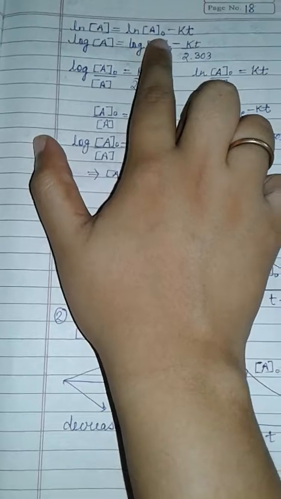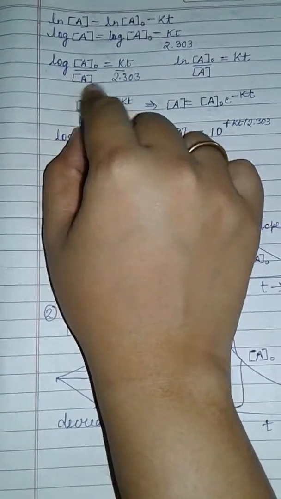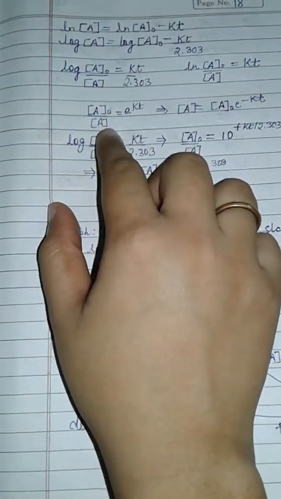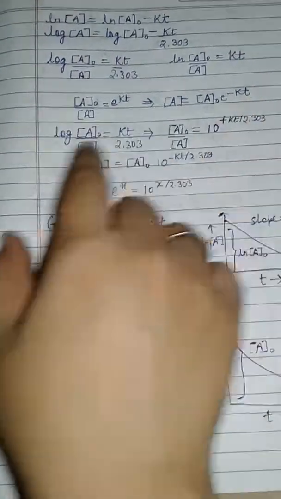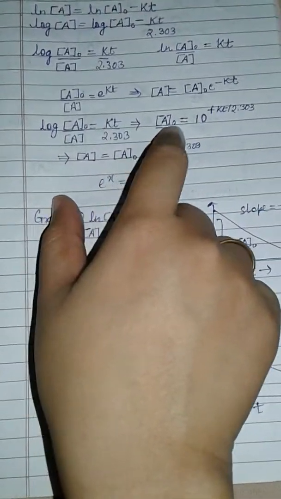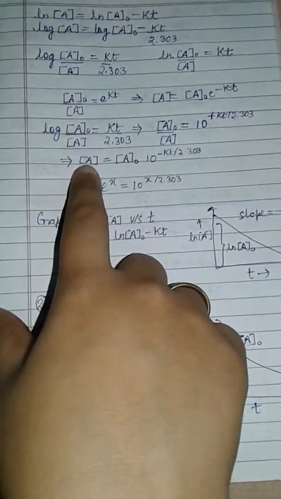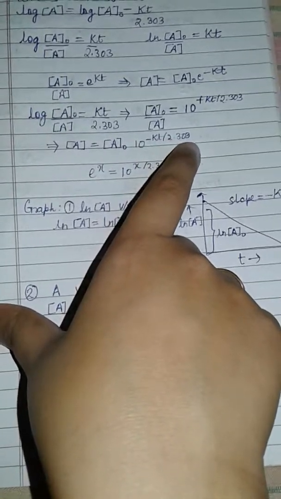Now ln a is equal to ln a naught minus kt, so log a is equal to log a naught minus kt upon 2.303. So log a naught upon a is equal to kt upon 2.303, or ln a naught upon a is equal to kt, or we can say a naught upon a is equal to e raised to the power kt, or a is equal to a naught e to the power minus kt. Log a naught upon a is equal to kt upon 2.303. It can be written as a naught upon a is equal to 10 raised to the power kt upon 2.303, or a is equal to a naught 10 to the power minus kt upon 2.303.